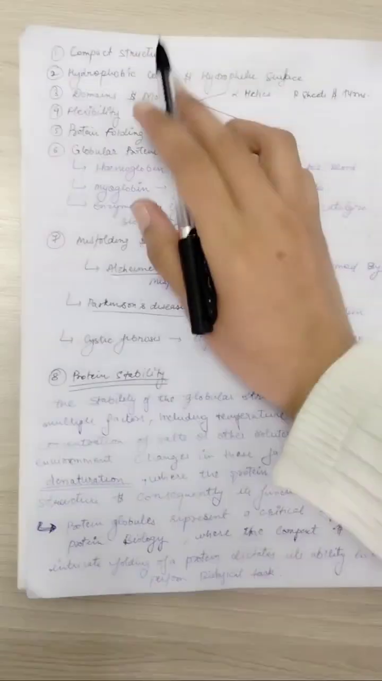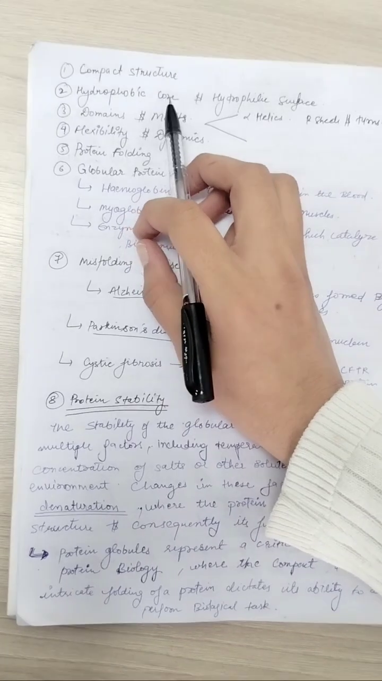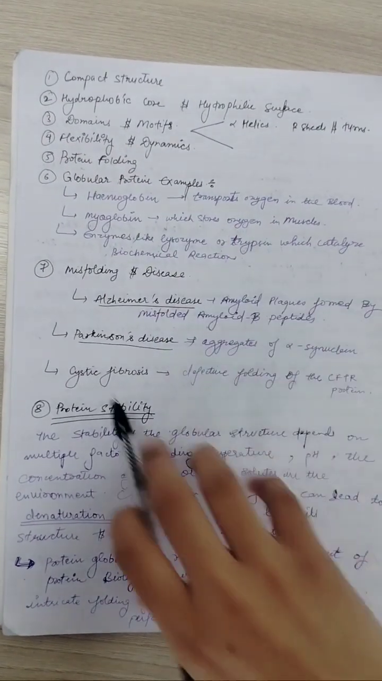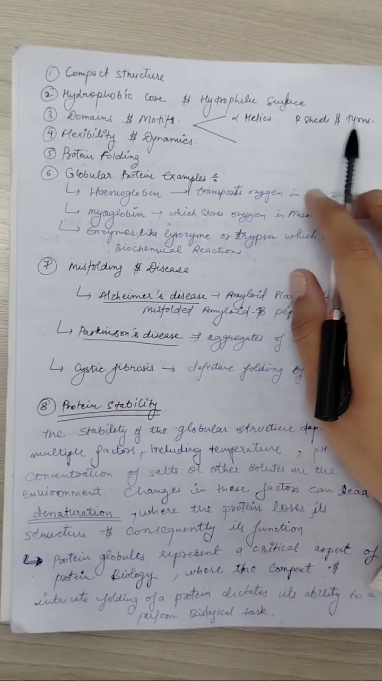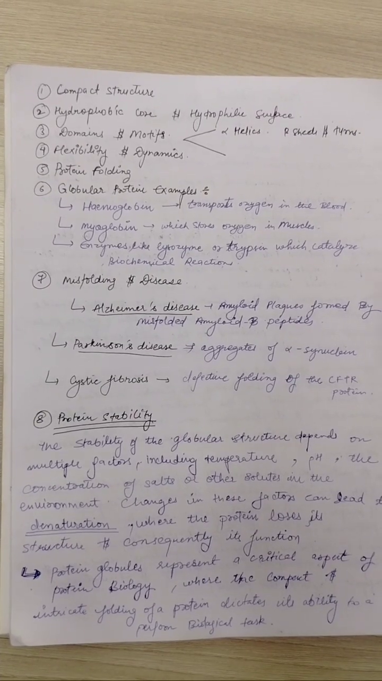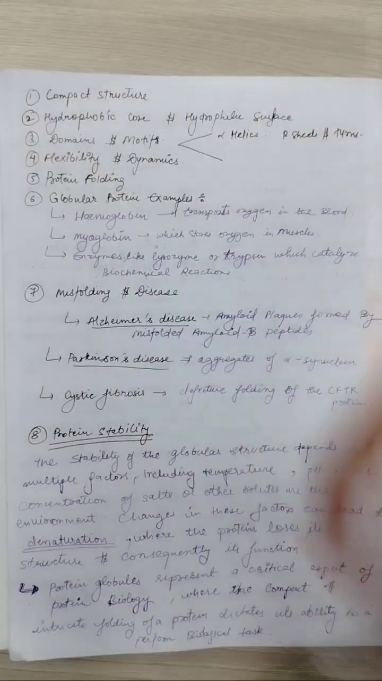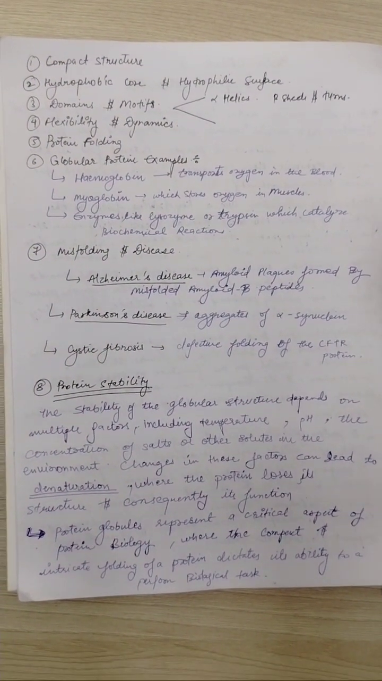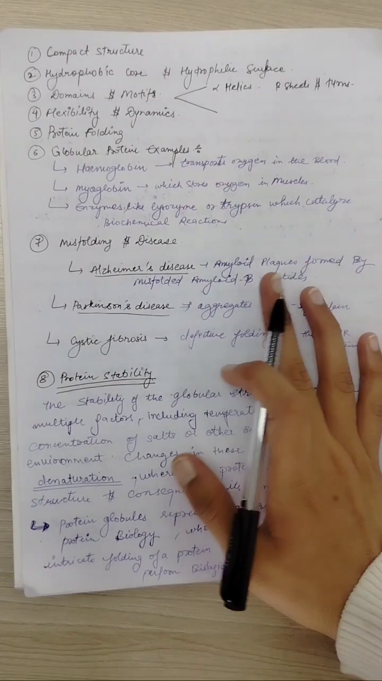We will study more about protein formation. First, the compact structure is formed. Second, the hydrophobic core and the hydrophilic surface are formed. Then the domains and motifs like alpha helix, beta sheets, and turns, and the ionic interactions and disulfide bonds in the protein. The protein is also flexible and dynamic in nature, and it is formed into different shapes.